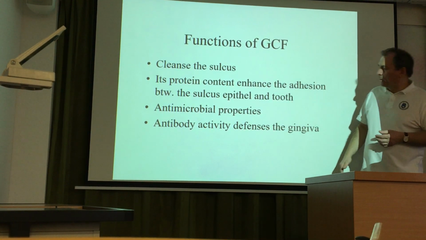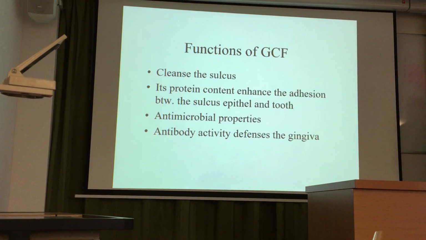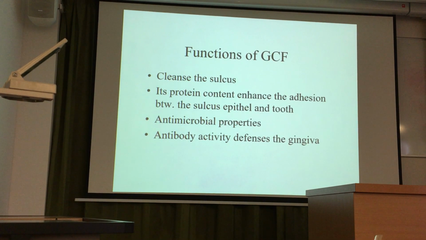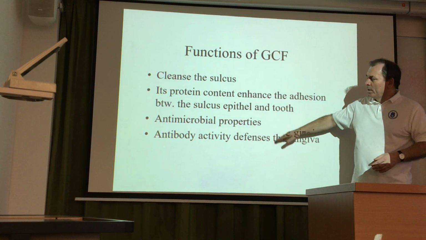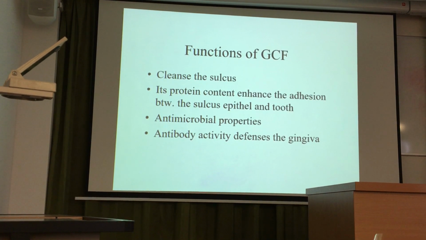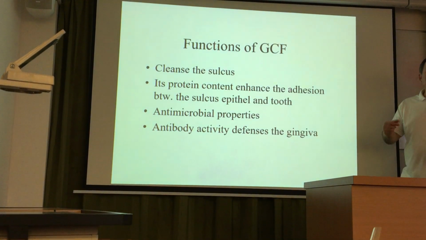And of course, antibody activity and antimicrobial properties, because we have cellular components inside, for example macrophages and T cells, and polymorphonuclear cells especially here in the sulcus, but we have antibodies, IgG, IgA, and we have IgM as well here. But IgG is the most important. As you know, we have IgA as well, like in the saliva.